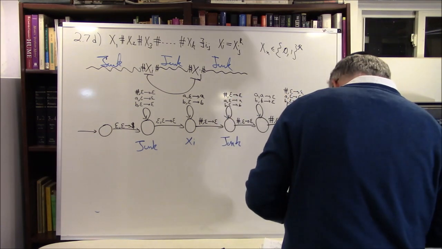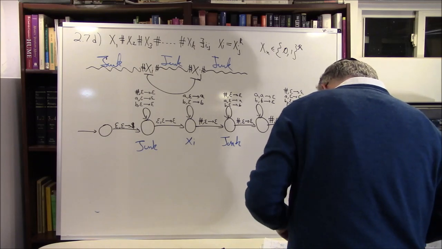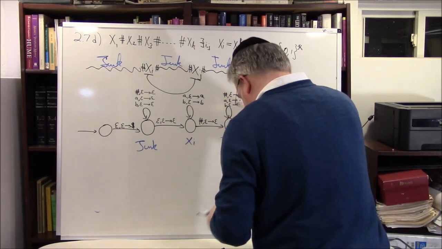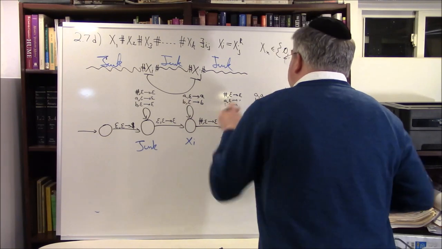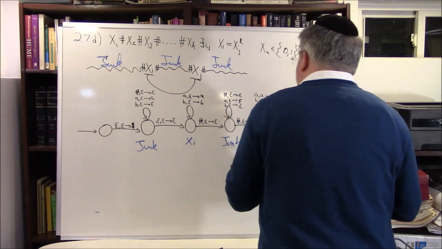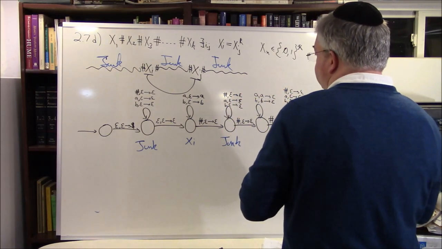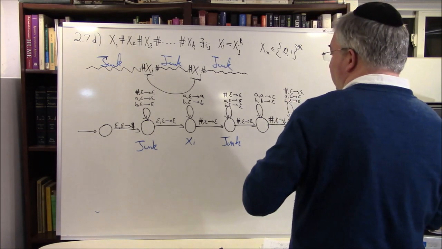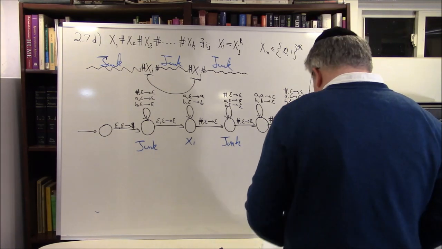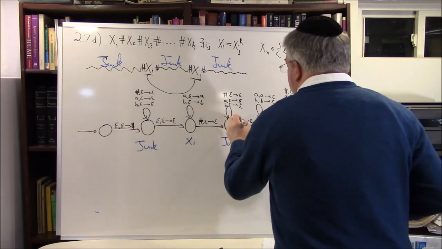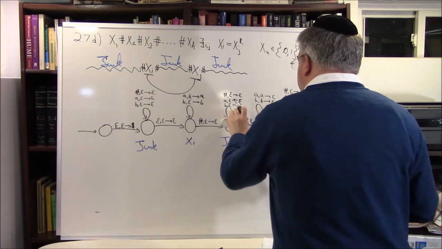Whoops. No, sorry, that's a mistake. It's not in my notes. Great, okay. So that's junk. Next. Okay, I think this is also a mistake. I think this should be an epsilon.